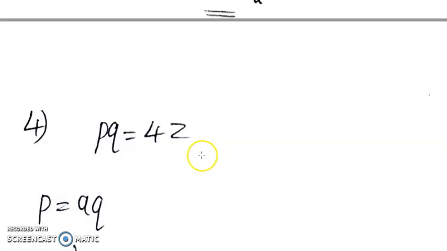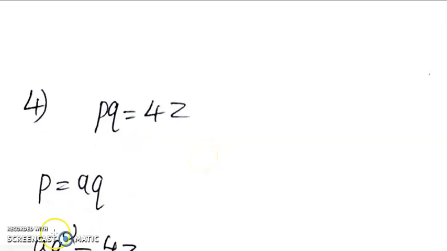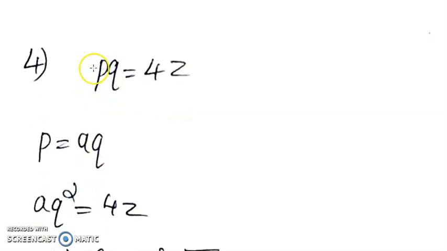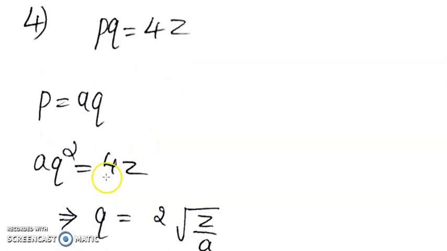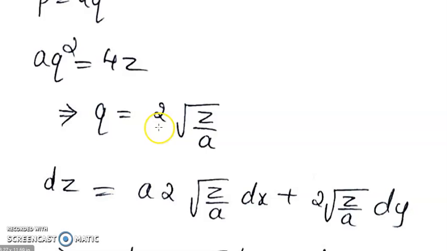And then the next question is pq equal to 4z. Again the same substitution, substitute p equal to aq. So you will get aq square equal to 4z. q square is 4z by a. So q will be 2 root z by a. Now substitute. So p will be 2a root of z by a dx, then plus 2 root z by a dy.